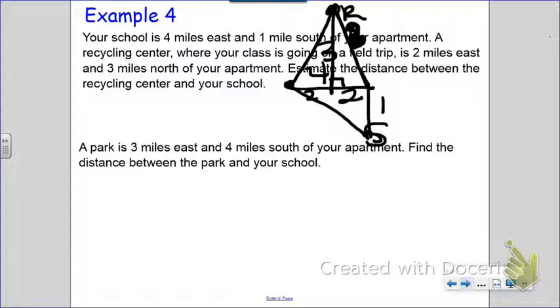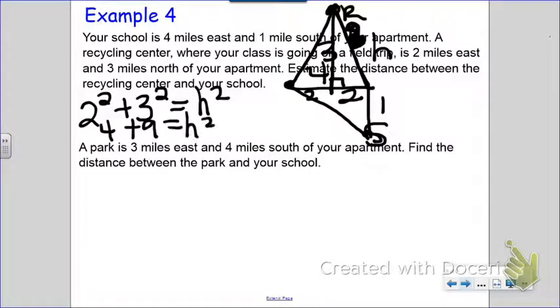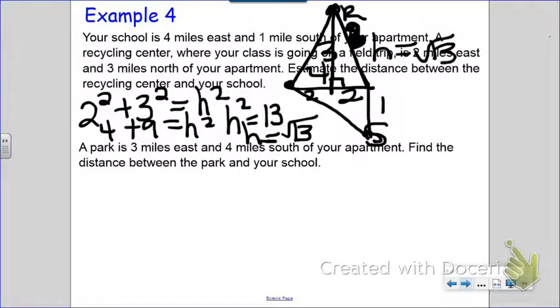And this is 2. So I'm going to say 2 squared plus 3 squared equals this hypotenuse h squared. 4 plus 9 is 13. So h is the square root of 13. Plus the 1. So square root of 13 plus 1. A park is 3 miles east and 4 miles south of the apartment. Find the distance between the park and your school.